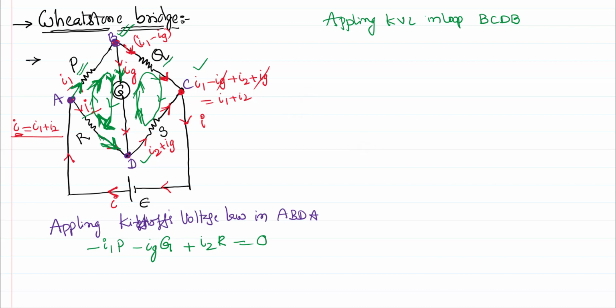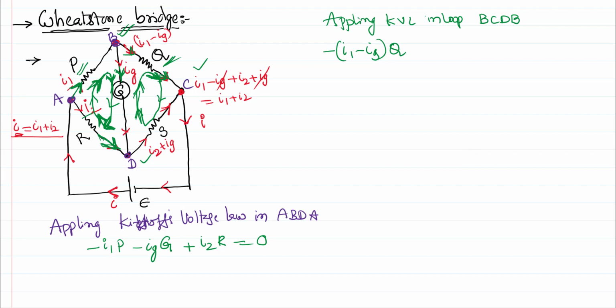Now come to this Q. In Q, current is passing this way. Our clockwise direction is also the same. So the potential drop is negative. So minus current is I1 minus Ig, and that resistance is equal to Q.